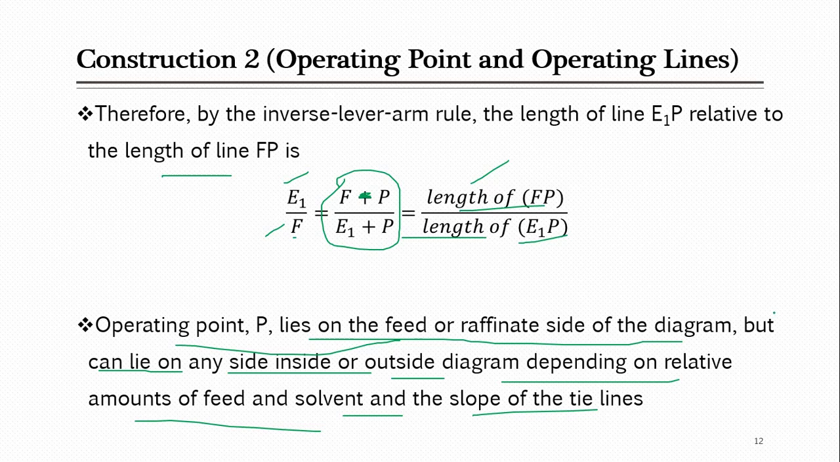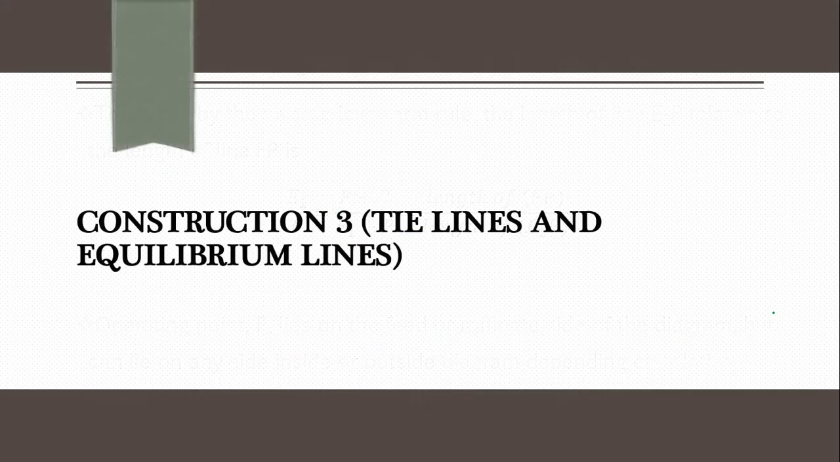Now let's jump toward construction 3. In construction 3, you are going to draw tie lines and some equilibrium lines. As you remember already, the tie lines are drawn based on the equilibrium data.